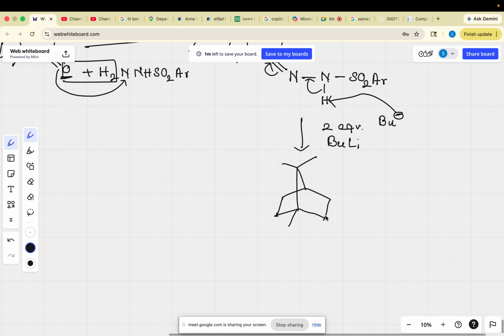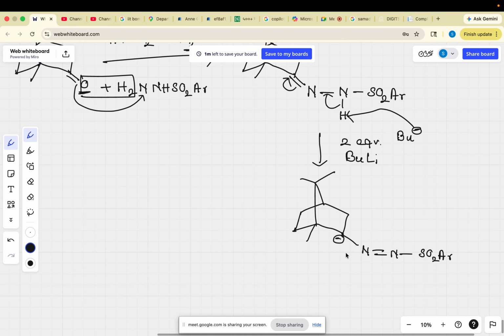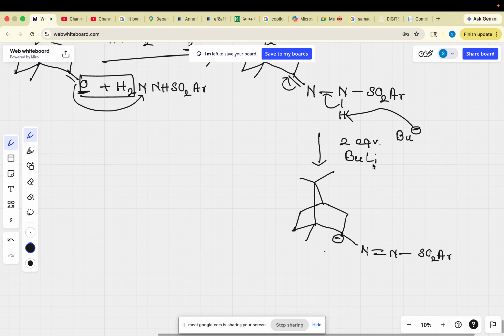so here we are getting what? Nitrogen, double bond, nitrogen, and here you have SO2 Ar. And see, butyl minus is taking the proton from here. Ultimately the electrons are coming to this carbon atom, so that means here you will get one negative charge, and lithium plus is the cation part, so lithium plus will be present here like this. So this is your one equivalent of butyl minus abstracting this proton.